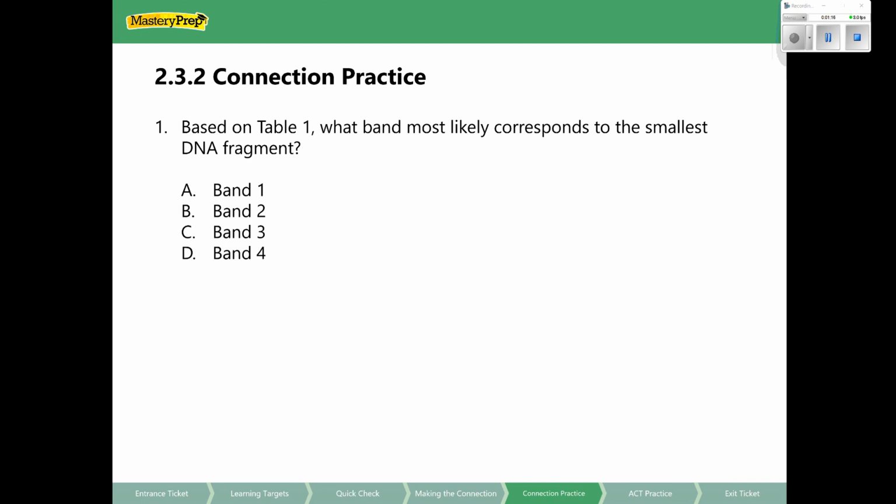The first one we have is this here. Based on table 1, what band most likely corresponds to the smallest DNA fragment? So you're on page 35. That's our question, graph, and table. Now, on the next page, on page 36, you're determining A or B, which other piece of information do we need?